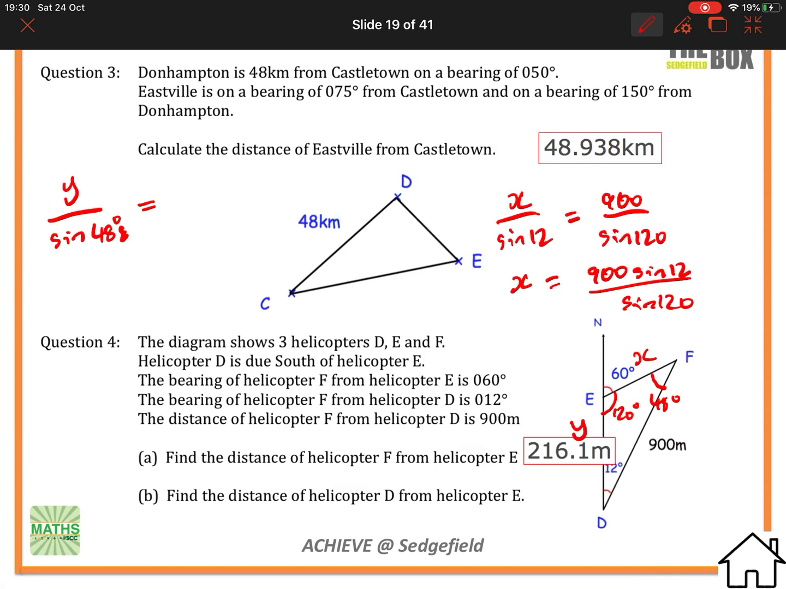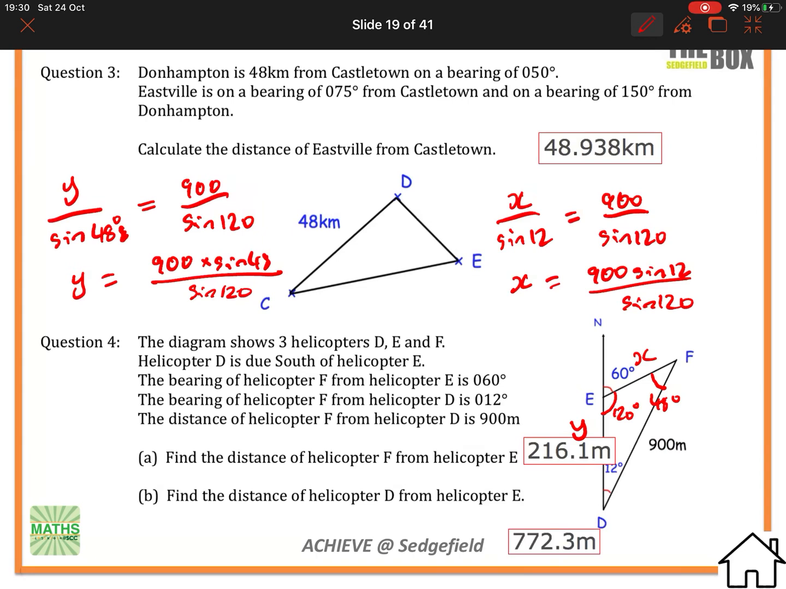and you can pick either pair, so I'm just going to use 900 over sine of 120. Again, rearrange, we're going to get 900 times sine 48 over sine of 120, and stick that in your calculator. There's your answer, 772.3 meters. Okay, any problems with those questions, just let me know.